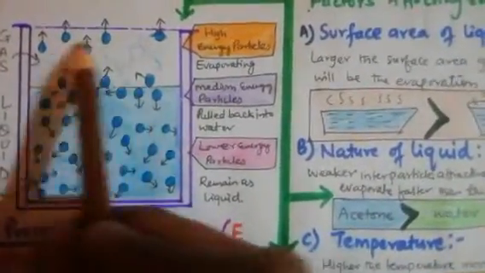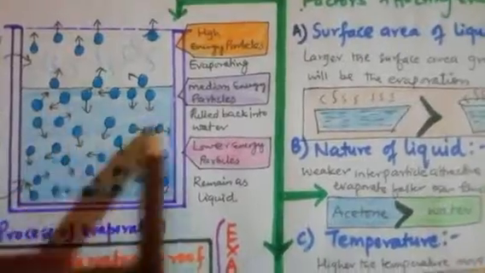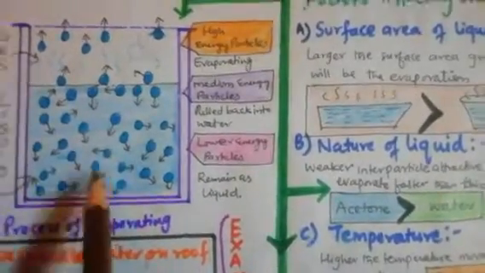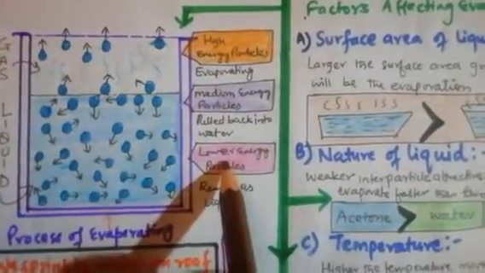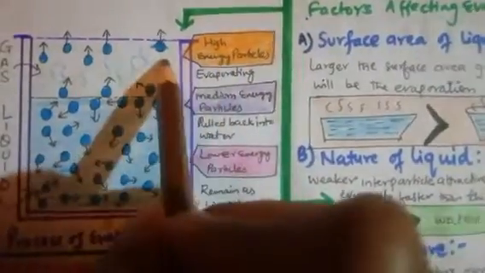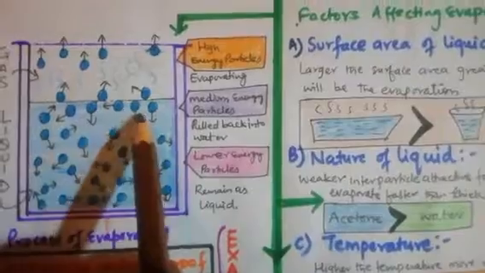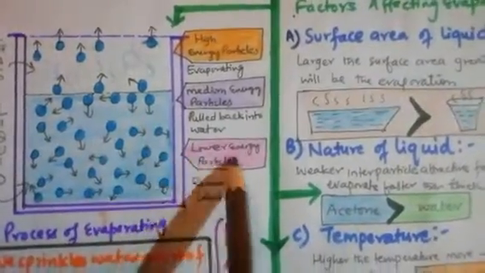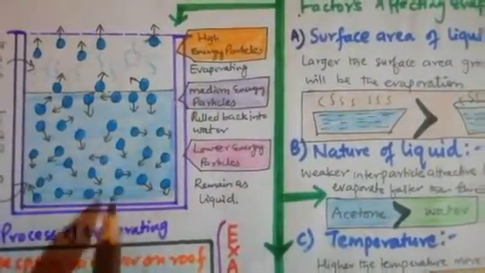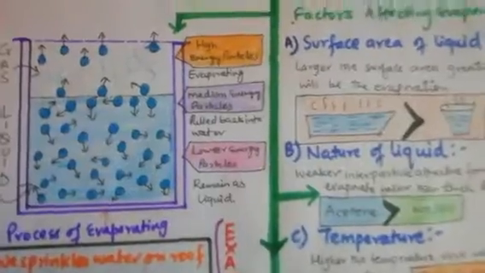So it means that the hottest molecules will be on the top, medium will be in the middle, and lowest will be in the low. That's why it gives three different types of particles. One is high energy particles, which are called evaporating, medium energy particles which are on the surface, and lower energy particles which will remain in the liquid.